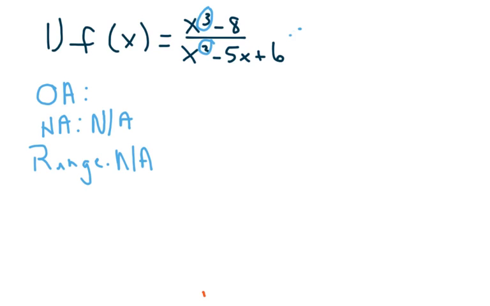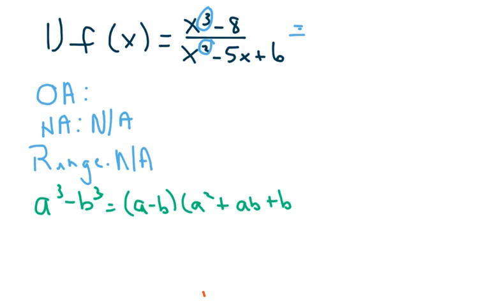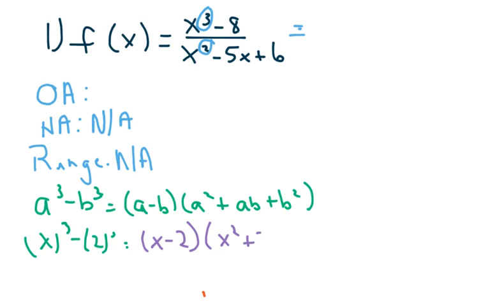Well, the first thing we want to do is factor this. So remember from the first slide that a cubed minus b cubed equals a minus b times a squared plus ab plus b squared. In our case, our a is x, and our b is 2, because 2 cubed is 8. So I get x minus 2 times x squared plus 2x plus 4.